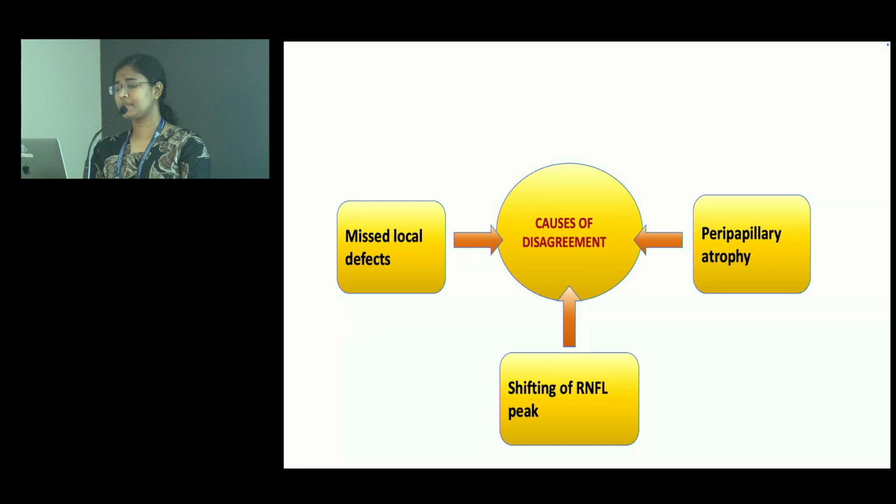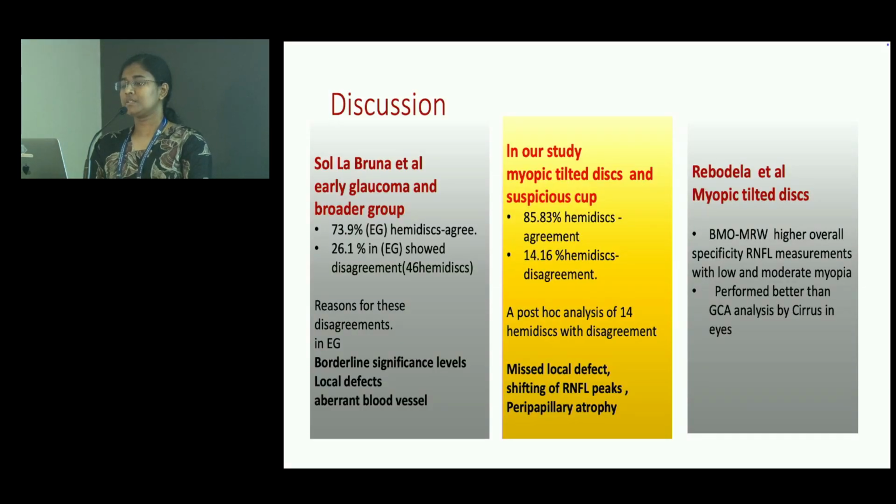The causes for disagreement were missed local defects, peripapillary atrophy, and shifting of RNFL peak. So in our study done in myopic tilted disc and suspicious cup, 85.83% hemidisc showed agreement, whereas 14.16% showed disagreement. That is, 14 hemidiscs showed disagreement, and the causes of disagreement were missed local defect, shifting of RNFL peak, and peripapillary atrophy. A study done by Subramaniam et al. in early glaucoma group showed that 73.9% hemidisc showed agreement, whereas 26.1% showed disagreement, and the causes were borderline significance level, local defects, and aberrant blood vessels. A study by Rebolleda et al. showed that BMO-MRW had higher overall specificity than RNFL measurements.